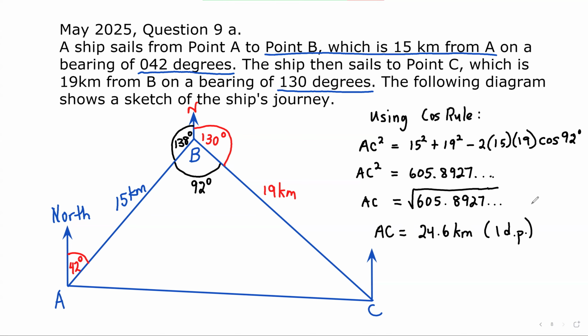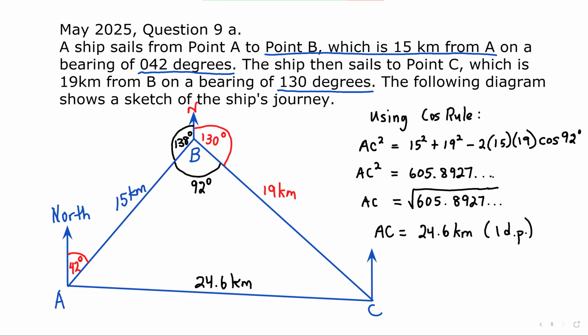So that's 2 marks, guys. So far it's 3 marks: 1 mark for labeling your bearings 42 and 130, and then 2 marks for finding the distance of AC, which is 24.6 km.